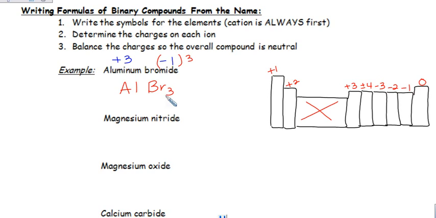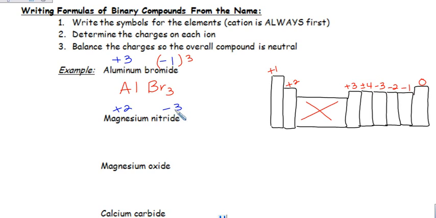Ah, I get it. Magnesium nitride. So you've got to find magnesium. Magnesium is in group 2, +2. Nitride comes from nitrogen, -3. Magnesium wants to lose 2 electrons, but nitrogen needs 3.